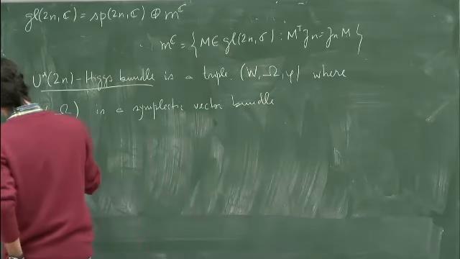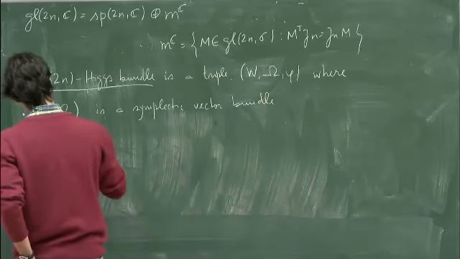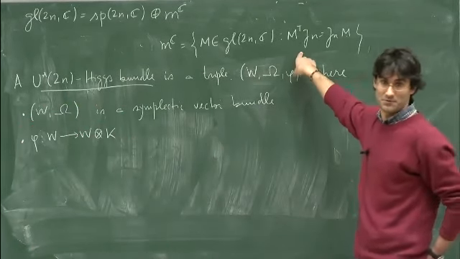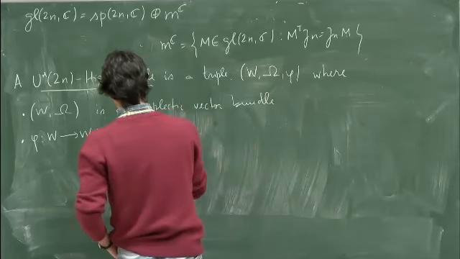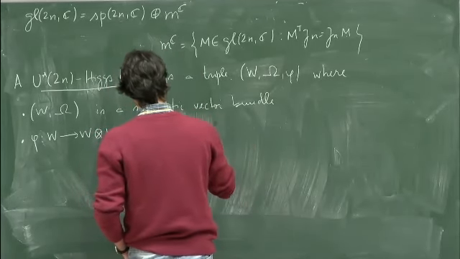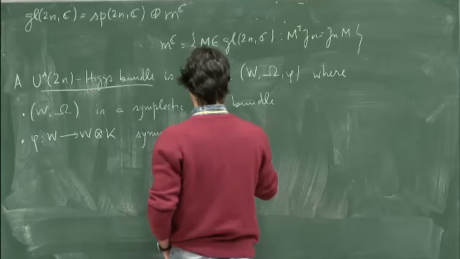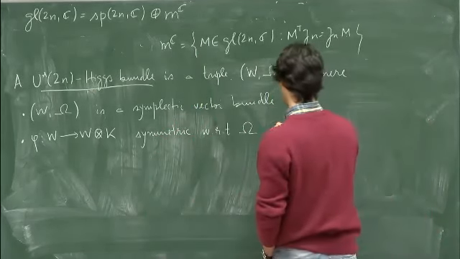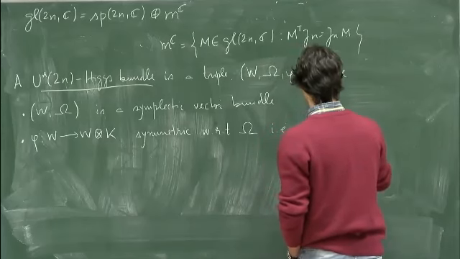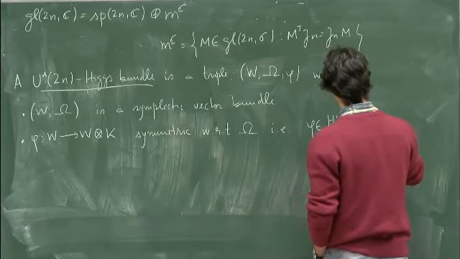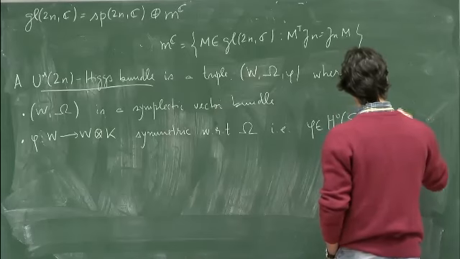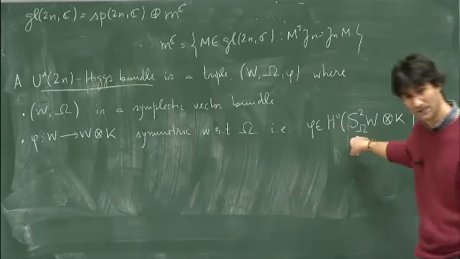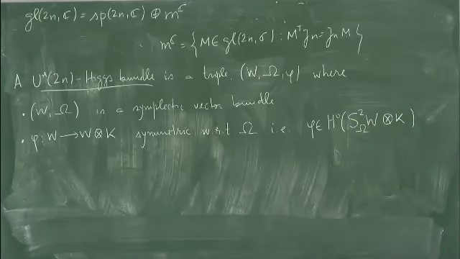and phi is an endomorphism of W twisted by K, which is symmetric with respect to the symplectic form. Symmetric with respect to omega. So we write this as S^2 W. So this means the endomorphisms of W symmetric with respect to omega.